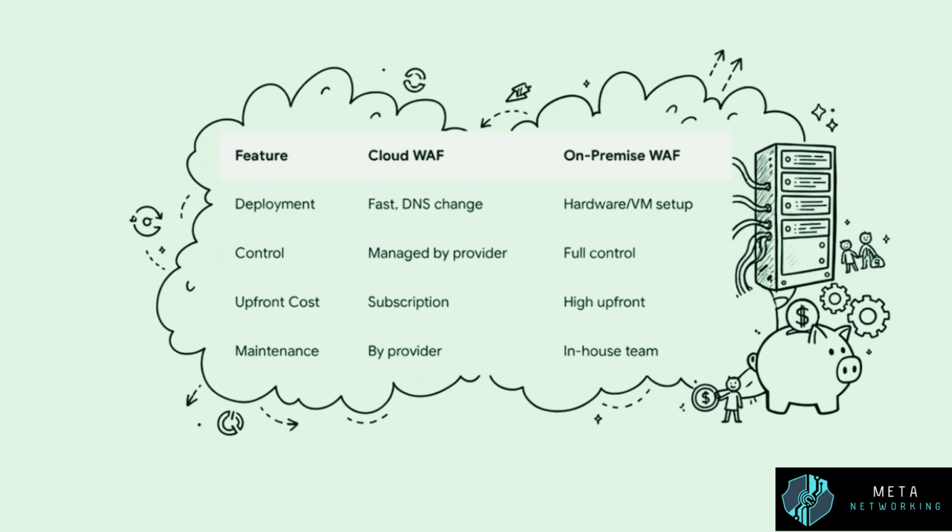A cloud WAF is basically a service you subscribe to. It's super fast to set up, scales automatically, and the provider handles all the messy updates. An on-premise WAF, on the other hand, is either a piece of hardware or a virtual machine that lives in your own data center. This gives you total, granular control, but it also means a bigger upfront cost, and you need a skilled team to manage it.